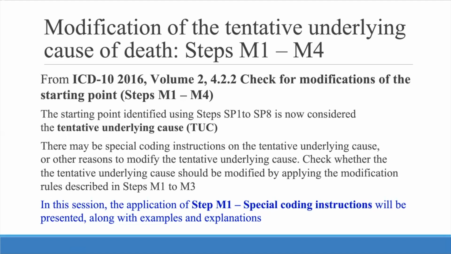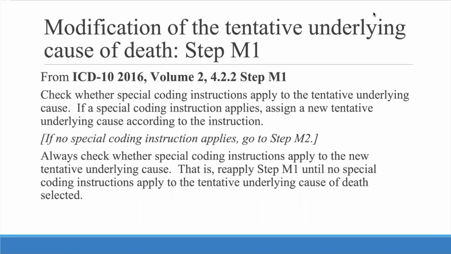There may be special coding instructions on the tentative underlying cause or other reasons to modify it. Check whether the tentative underlying cause should be modified by applying these rules described in steps M1 to M3. In this particular session, the application of step M1 special coding instructions will be presented along with examples and explanations. In other words, we'll be focusing on the first one. This is the first instruction specific to step M1.